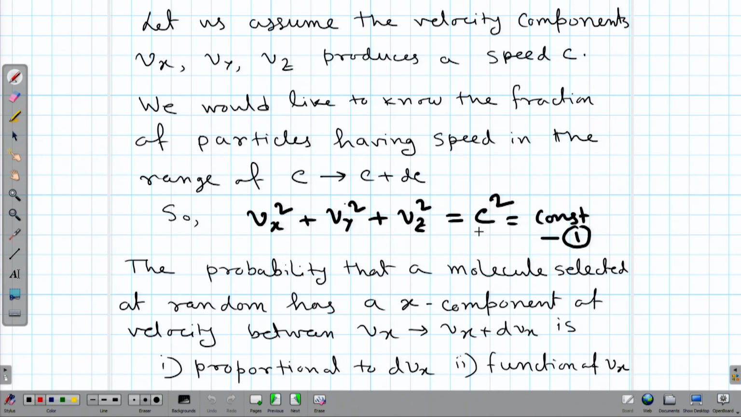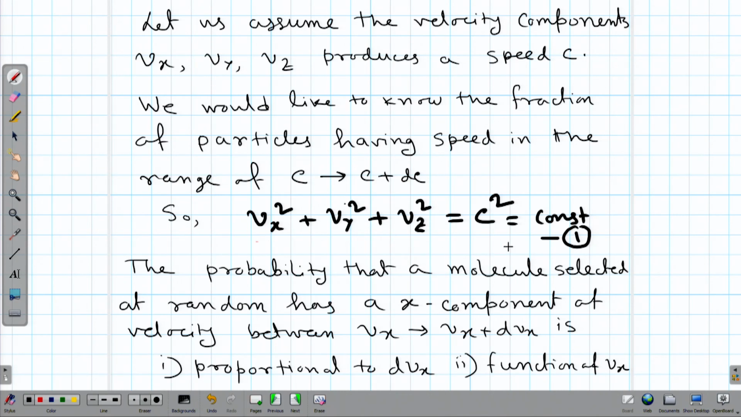So, that means we first make c constant, but of course, you have to understand that many combinations of the x, y, z velocity components can produce the same value of c. So, this equation actually does not identify Vx, Vy, Vz uniquely, but it acts as a constraint equation in this three dimensional space.